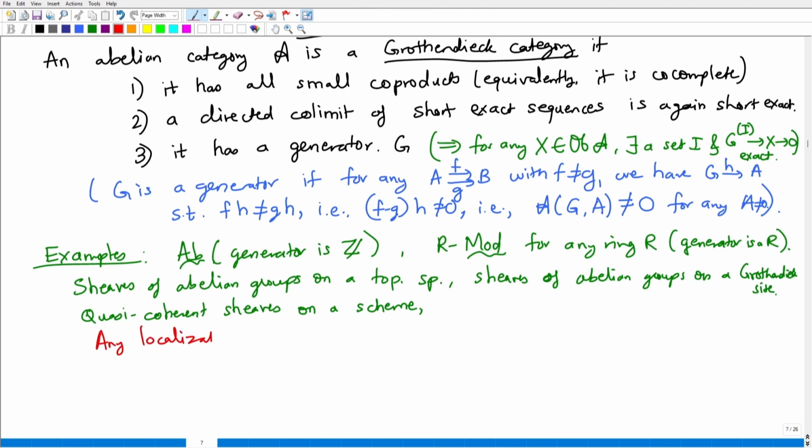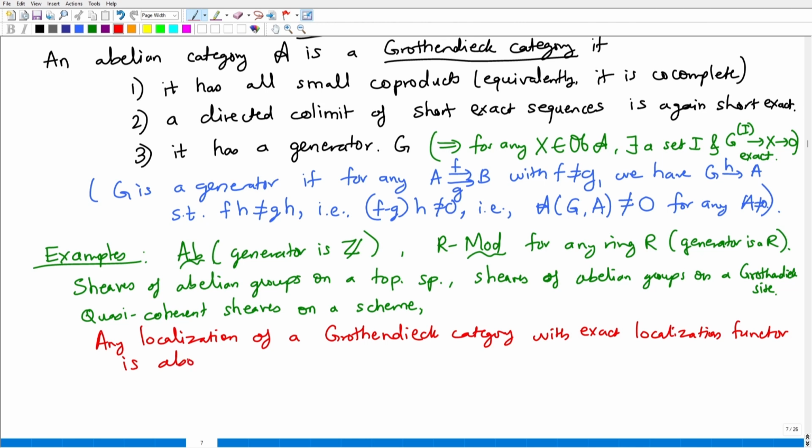Any localization of a Grothendieck category with exact localization functor is also Grothendieck. So I'm trying to give you some way of closing it under creating more Grothendieck categories. But of course, I haven't defined what is meant by localization. So that's going to be our next topic.